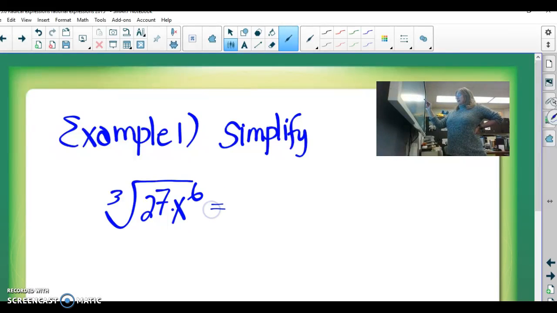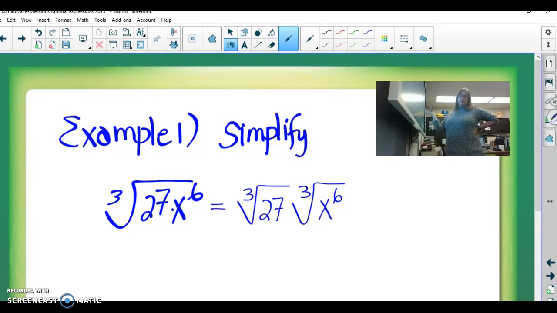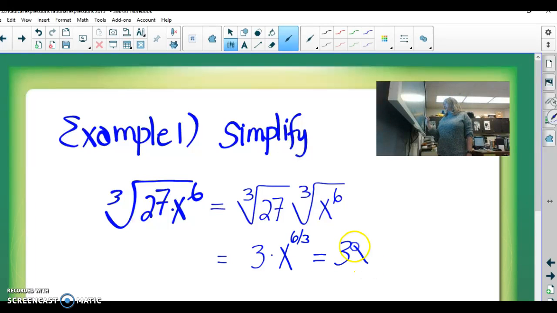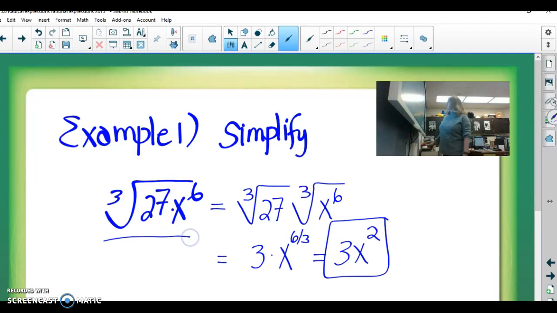But what I can do is use that product property and split this up into the cube root of 27 times the cube root of x to the 6th. And luckily we have two perfect cubes. The cube root of 27 is 3, because 3 cubed is 27. Then we multiply that by the cube root of x to the 6th, which if I write it as an exponent is x to the 6 over 3, which becomes x squared after simplifying. So this would be the simplified form of the original here, 3x squared.